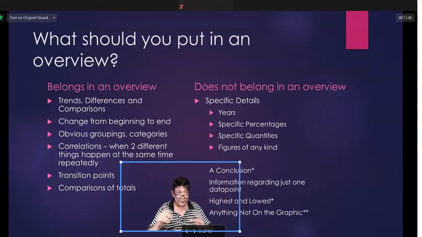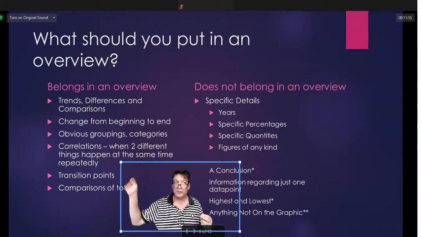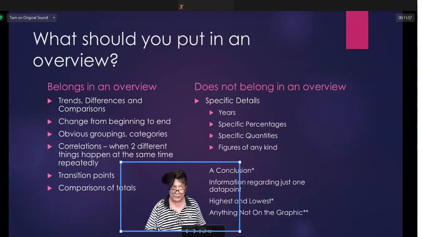Other things that don't belong in your overview. Well, a conclusion doesn't belong in a task 1, unless the conclusion is your overview. Then you can have a conclusion. You just don't call it a conclusion.